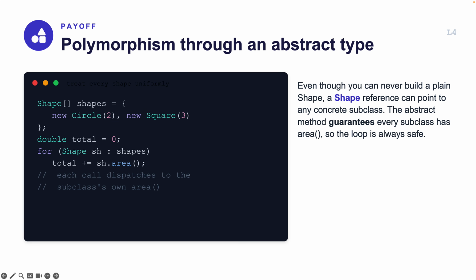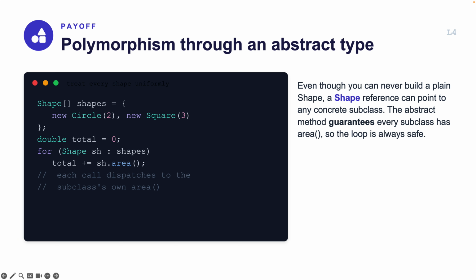So why go through all of this trouble? Because an abstract class gives you a polymorphic type to program against. Even though you can't make a plain Shape, you can absolutely have a Shape variable or a Shape array that holds circles and rectangles. Then you can loop and call area on each, and dynamic dispatch runs the subclass version.